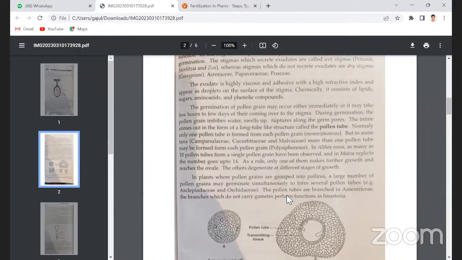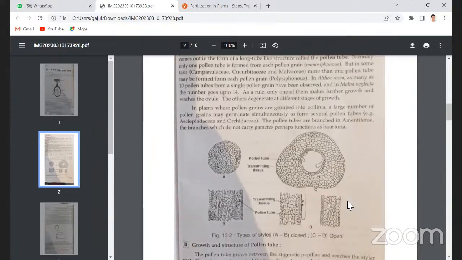So, the plants where pollen grains are grouped into pollinia. A large number of pollen grains are grouped. Generally, we previously discussed numbers, but here, in a group, there is no countable number. So a group of pollen grains is what we call pollinia. A large number of pollen grains may germinate simultaneously to form several pollen tubes. Examples are Asclepiadaceae and Orchidaceae. The pollen tubes are branched in Amentiferae, and the branches which do not carry gametes function as haustoria.